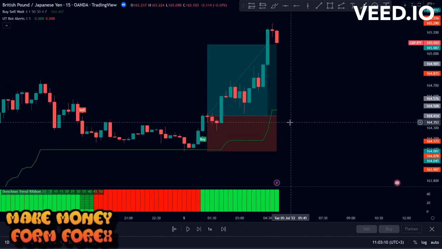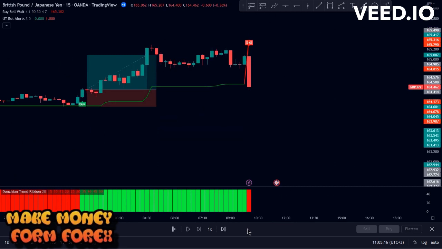Now, what are the conditions for entering a short trade? Well, here are the conditions. First, the Donchian Trend Ribbon should change color from green to red to indicate that the market is shifting from a short-term bullish trend to a short-term bearish trend.